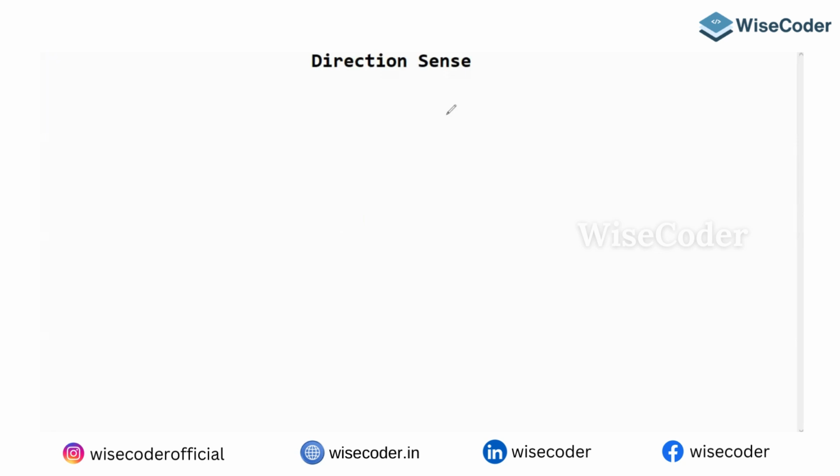So initially he is facing towards north. When he is facing towards north, 90 degrees clockwise means he turned towards east. So now that person is facing towards east. Initially north, this is the first step. This is the second move.